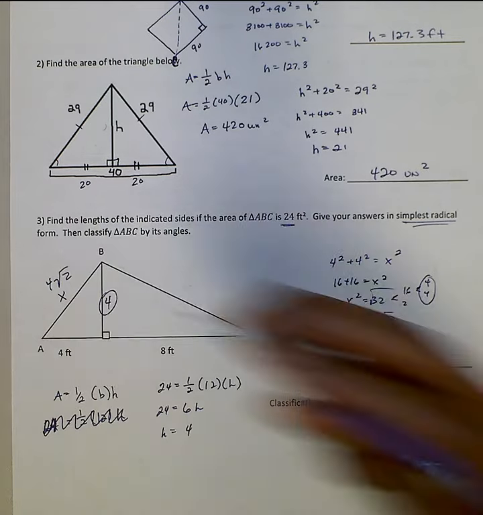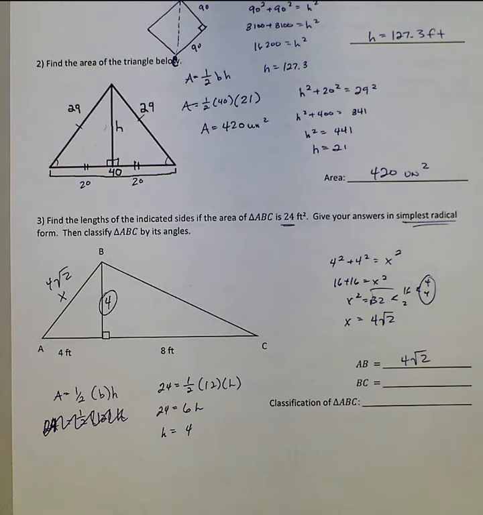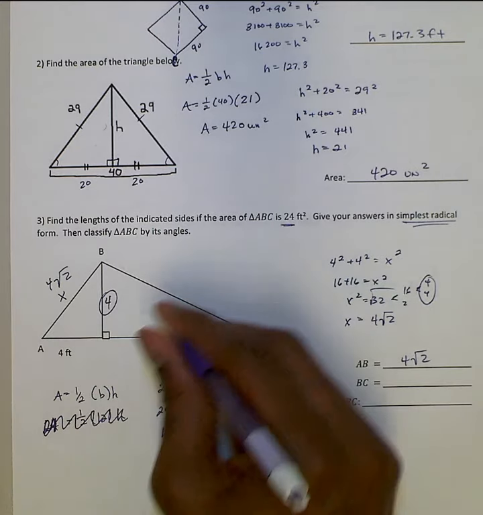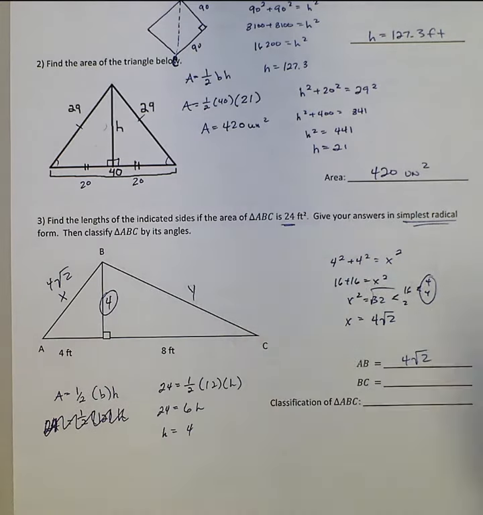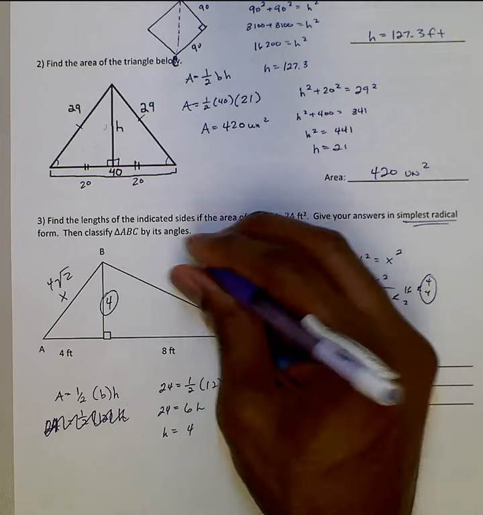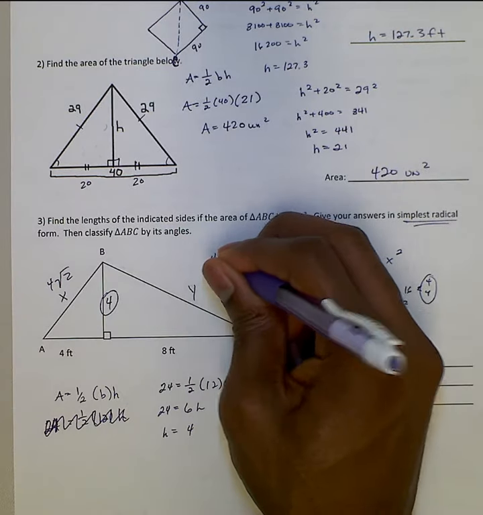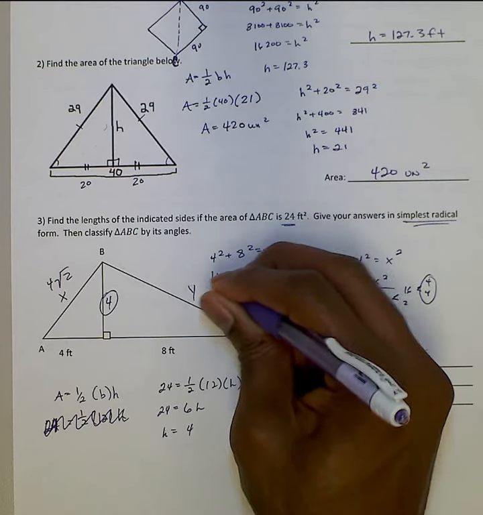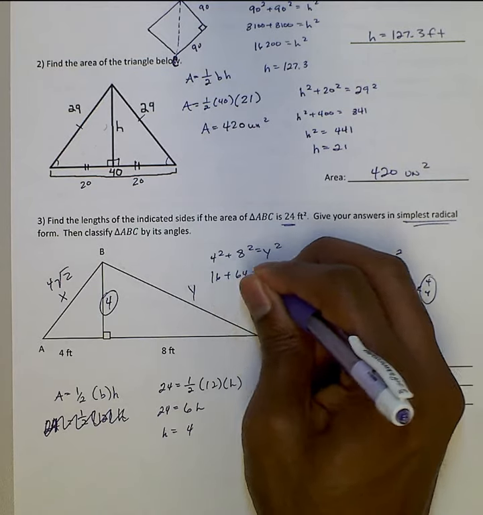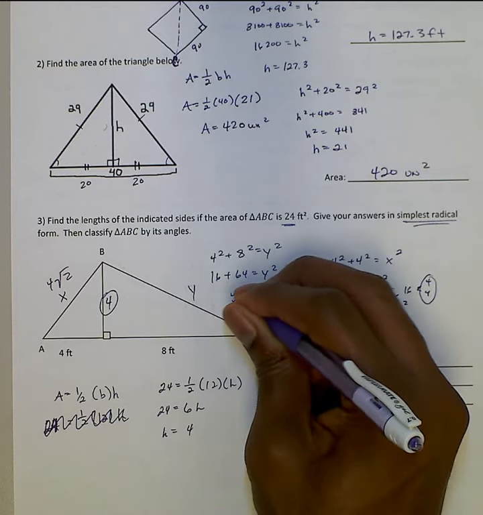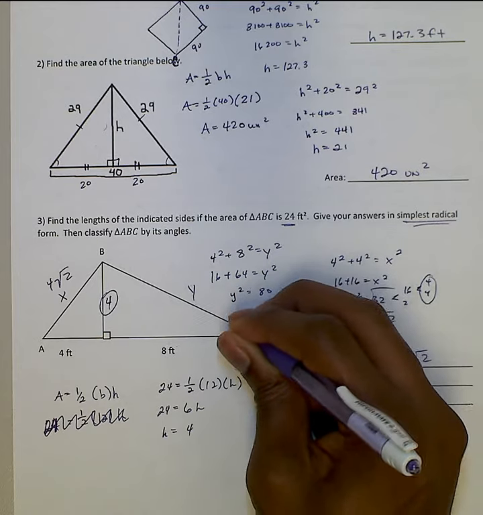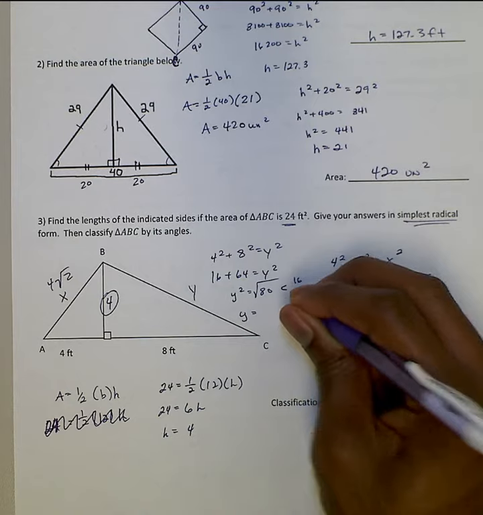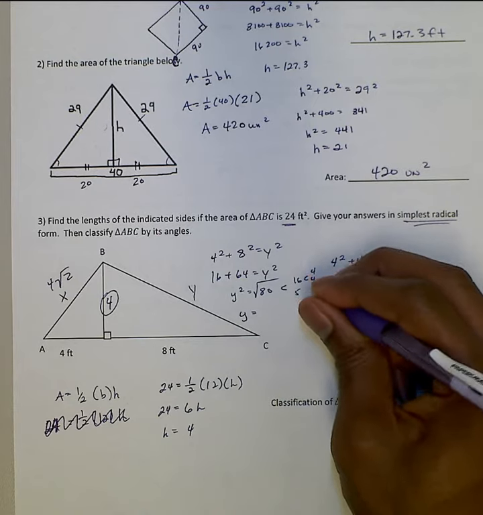Okay, and now they ask us to find BC. Again, we can do the same thing because it's just a right triangle on the other side. So 4 squared plus 8 squared will equal y squared. 16 plus 64 equals y squared. y squared will equal 80. So y will equal the square root of 80, which I think we've seen already today, which is 4 radical 5.